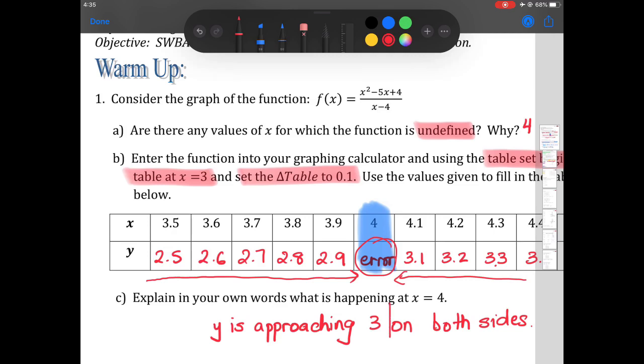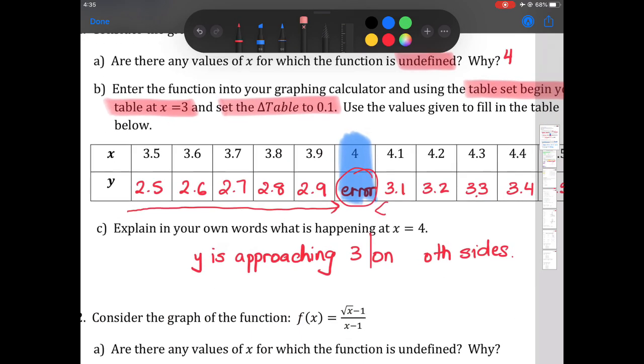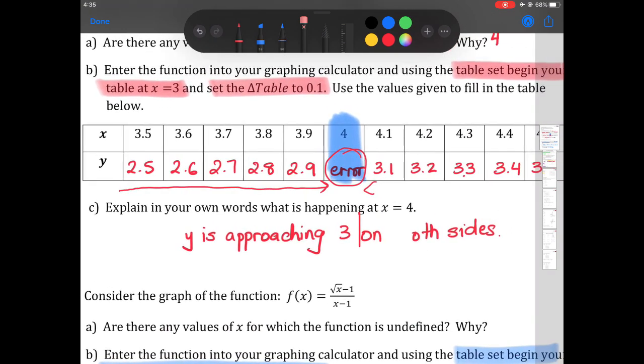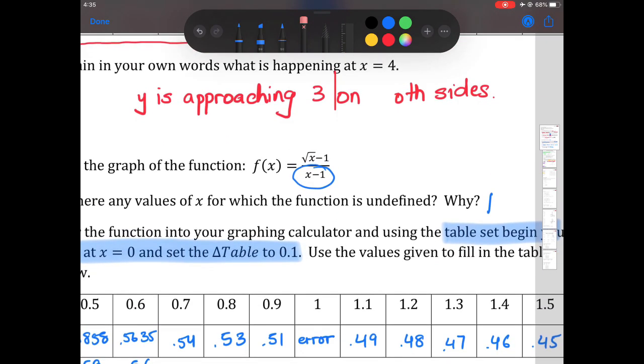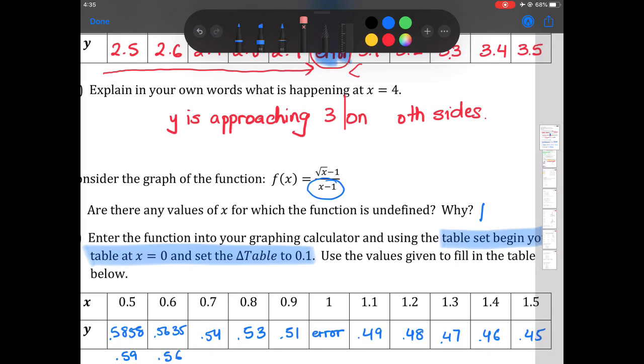Number 2 is very similar to this one. So let's do number 2. Okay, consider the graph of the function. Put that in the calculator and then figure out for what values it is undefined. What value will make this denominator 0? It is 1. Good. Now put that in the calculator. Your settings are already changed and you want to find all these values. I've rounded them to the nearest hundredth. So that's what you get after you put this function into the calculator and change your table settings.